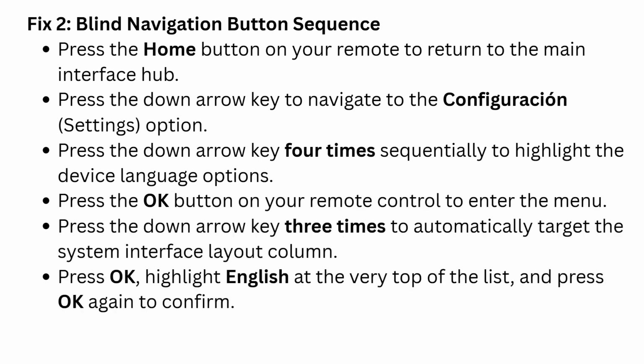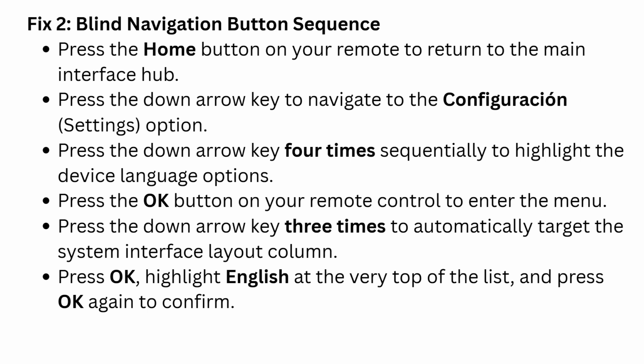Fix 2. Blind navigation button sequence. Press the home button on your remote to return to the main interface hub. Press down the arrow key to navigate to the configuration, that's a settings option. Press down the arrow key 4 times sequentially to highlight the device language options.